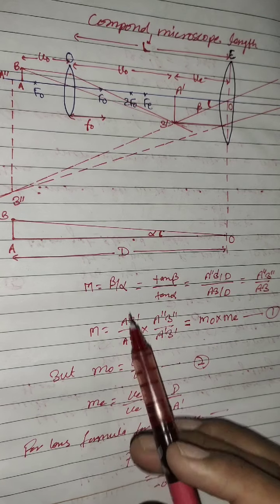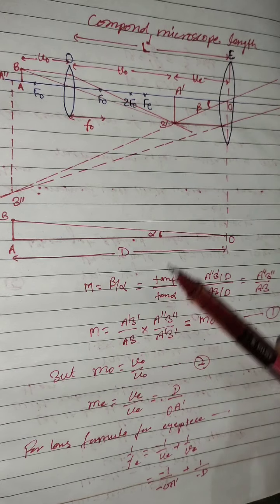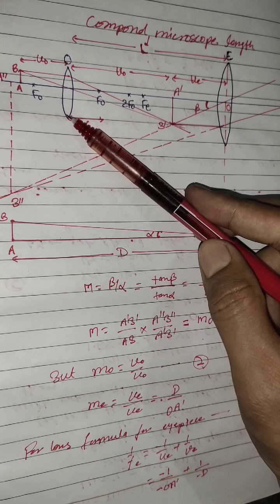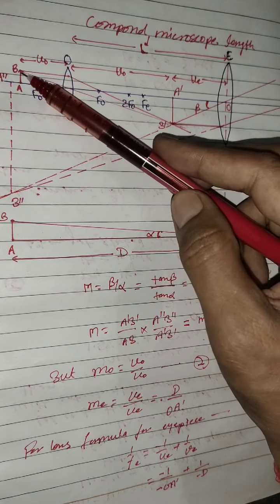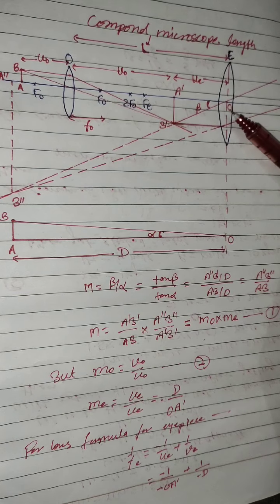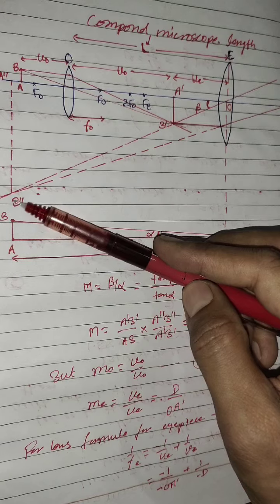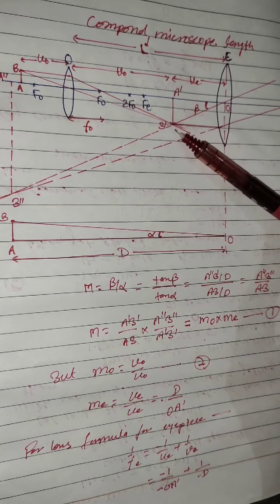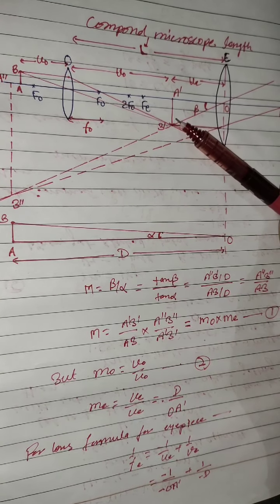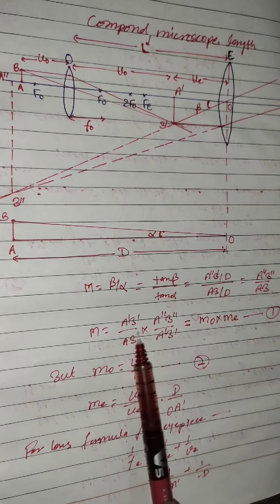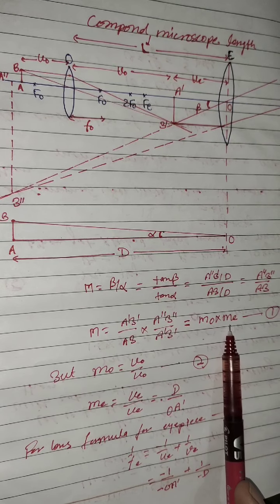And here clearly you can see in the figure, a double dash b double dash is the height of the image for the objective, while ab is the height of the object for the objective, and a double dash b double dash is the height of the image for the eyepiece, and a dash b dash is the height of the object for the eyepiece. So in this way we can write this value as mo into me.